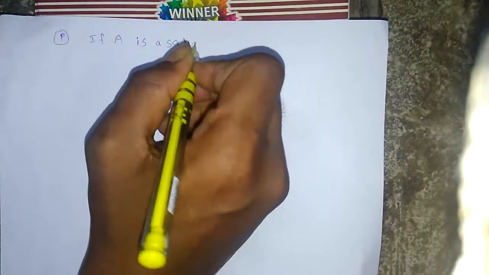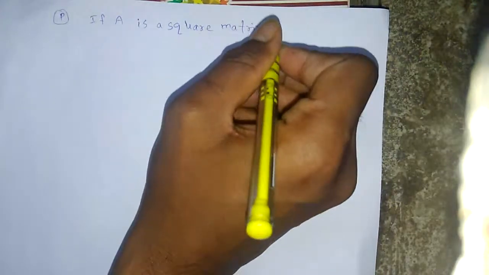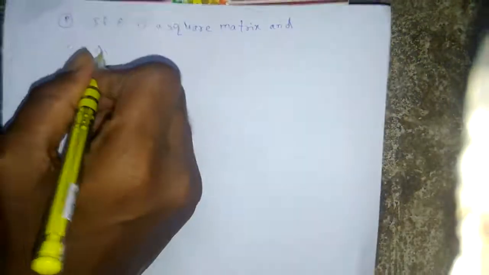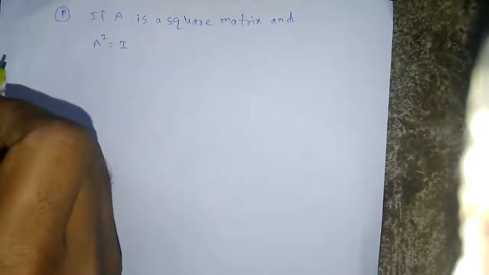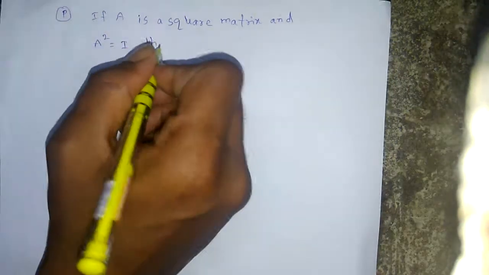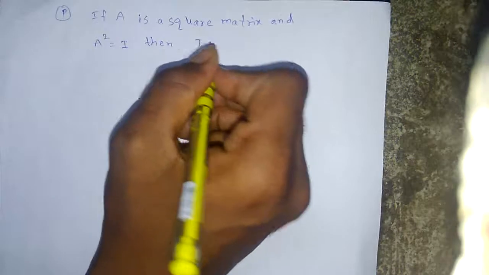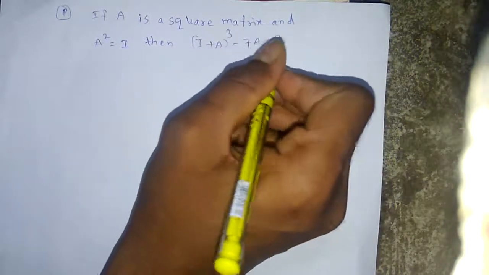So our next problem is, if A is a square matrix and A square is equal to I, then I plus A whole cube minus 7A is equal to what?